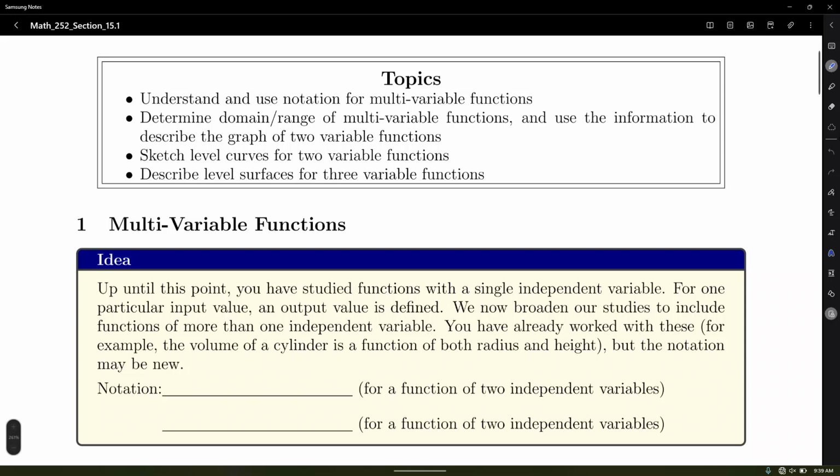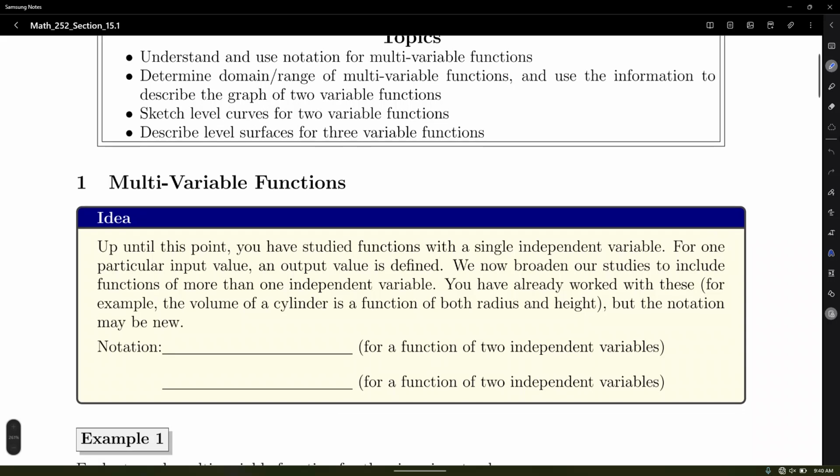So, what about it? Well, it's nothing new as far as the notation. It's how we're going to put in more variables. So far we have worked with functions with a single independent variable, and for that particular input we get an output, which is a number, defined if the function is defined at that value of the input. If it's not in the domain, then we just don't, right?